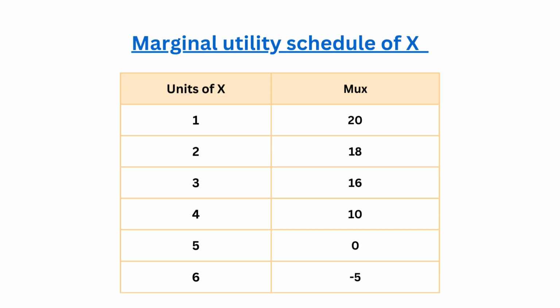Afterwards, we will make a table of marginal utility. So we will make a marginal utility table of X with two columns. In the first column there would be units of X, and in the second column there will be MUX. So we will write units from 1 to 6 and MUX as 20, 18, 16, 10, 0 and minus 5.